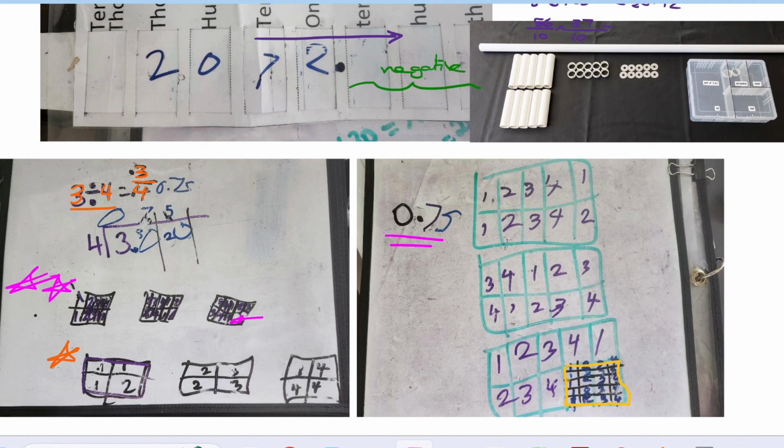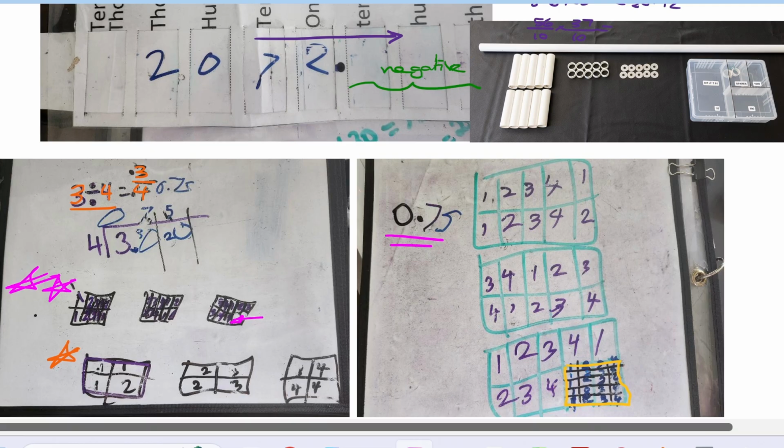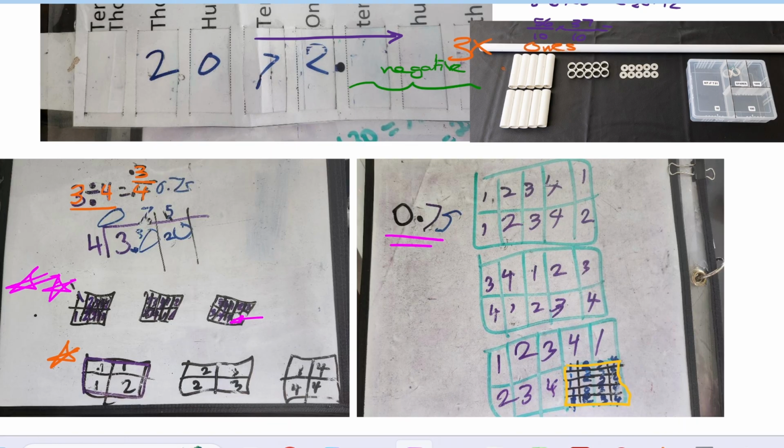So we then had a whole discussion about how we were going to share these last 2. So what I'd actually started with was 3 of these deci pipes. So I had 3 of these. These are ones. And over here, these are tenths. These are hundredths. Just like that.